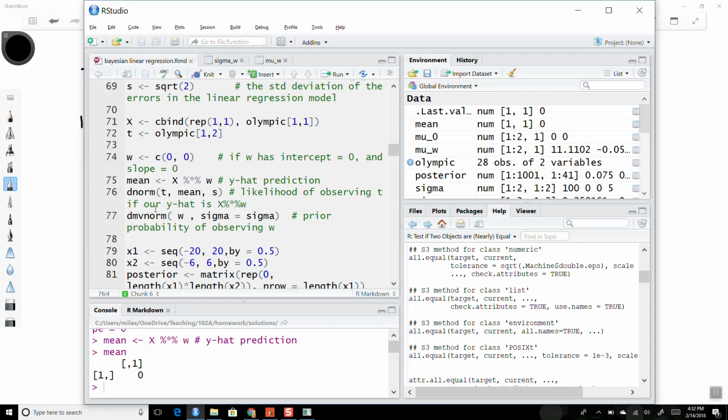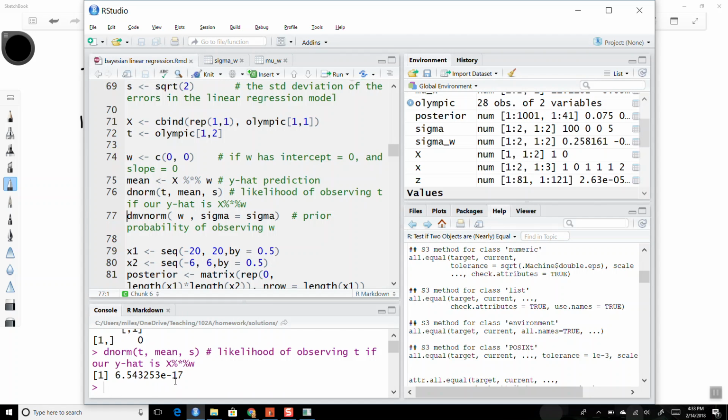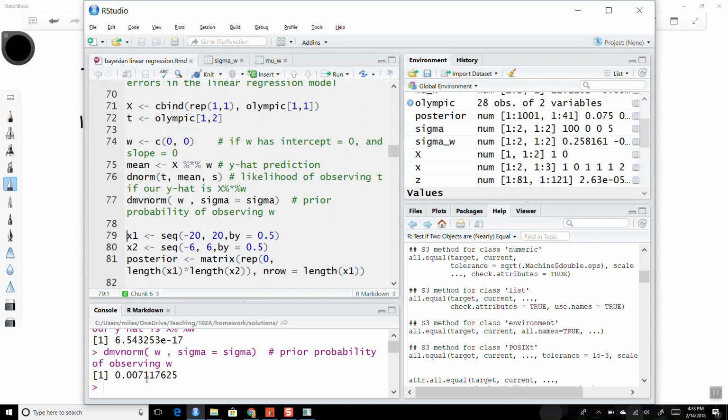And then I would say, okay, what is the normal density of getting 12 if my mean is 0 and my standard deviation is the square root of 2? And it says, all right, that is on the order of 0. And meanwhile, we can say, well, what's the prior probability of getting the coordinates 0, 0 for the slope and intercept from the prior distribution? And it says, well, that happens with probability 0.007 or something like that.